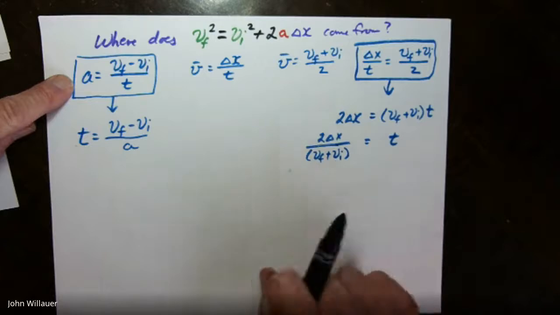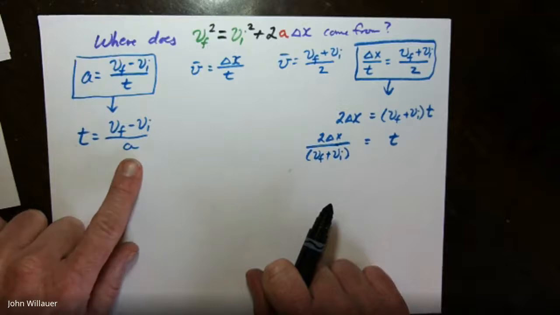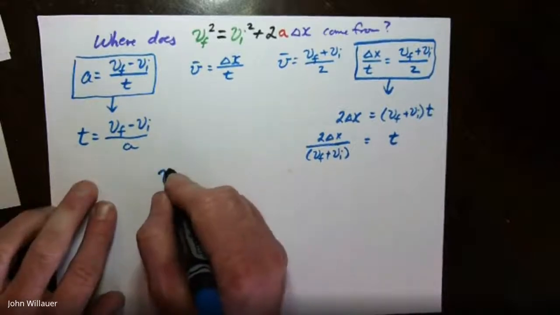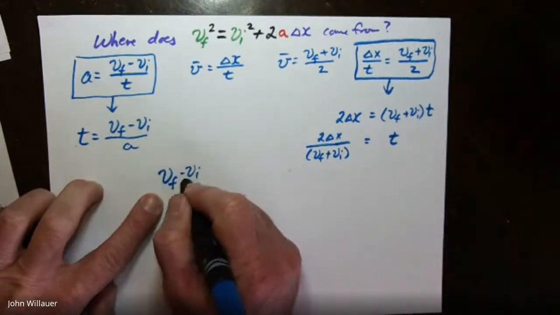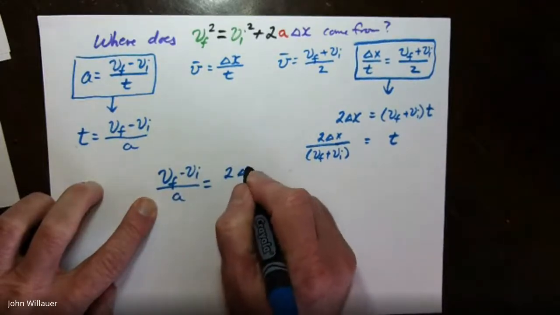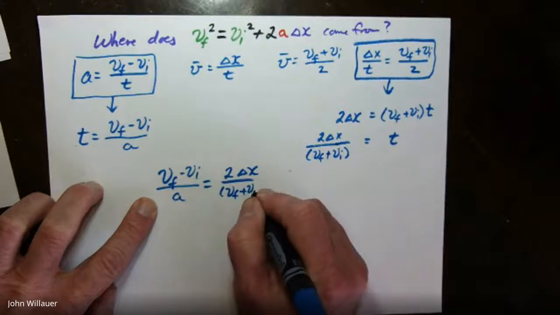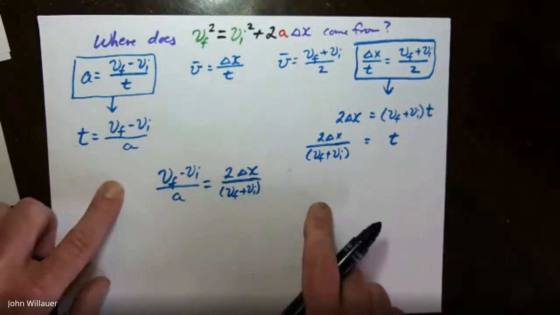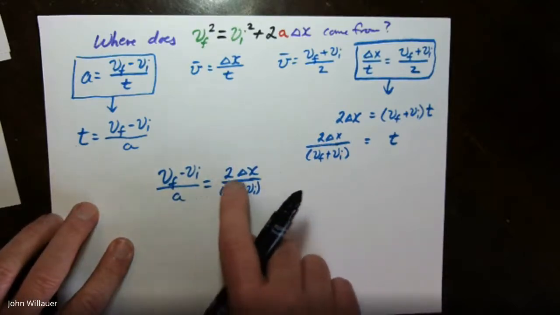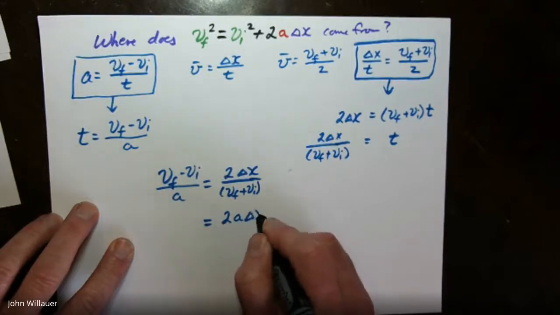Taking this expression here for acceleration, solving for time, we get that, which means this guy here equals this guy here. Those are the same, so let's set them equal to each other. So I'm going to say VF minus VI over acceleration equals this one here, 2 times the displacement divided by VF plus VI. Okay? So now I want to get everything out of the denominators. So I'm going to go ahead and do that. I'm going to multiply a to both sides. So this side is going to end up being 2 times acceleration times displacement.